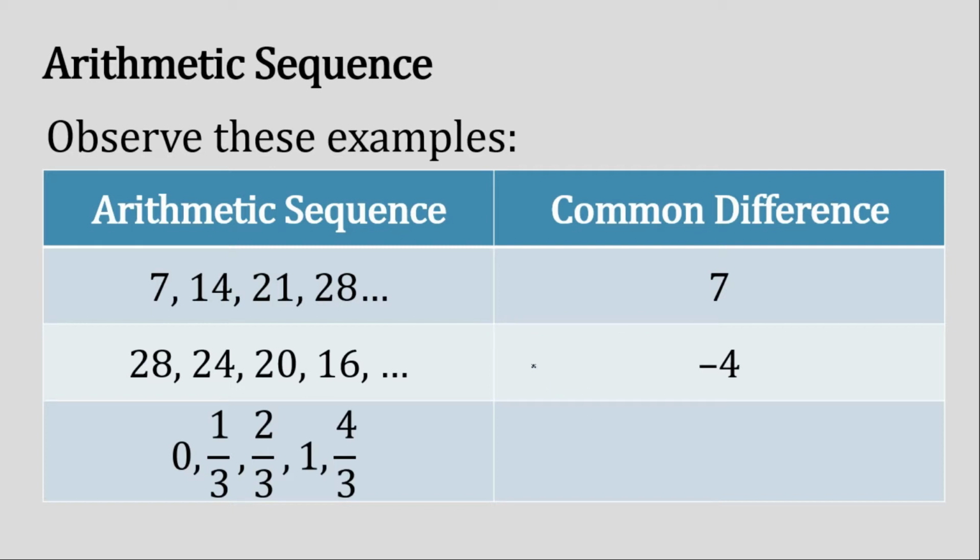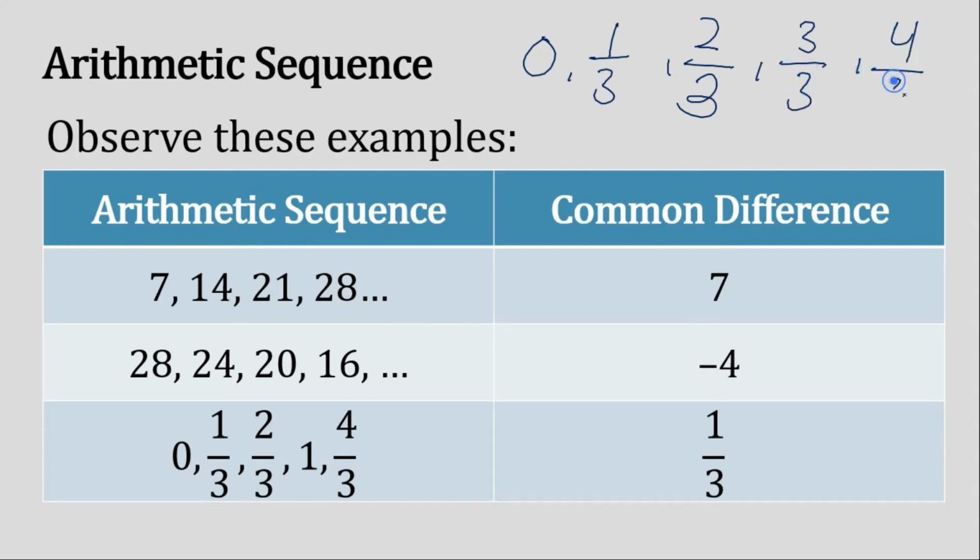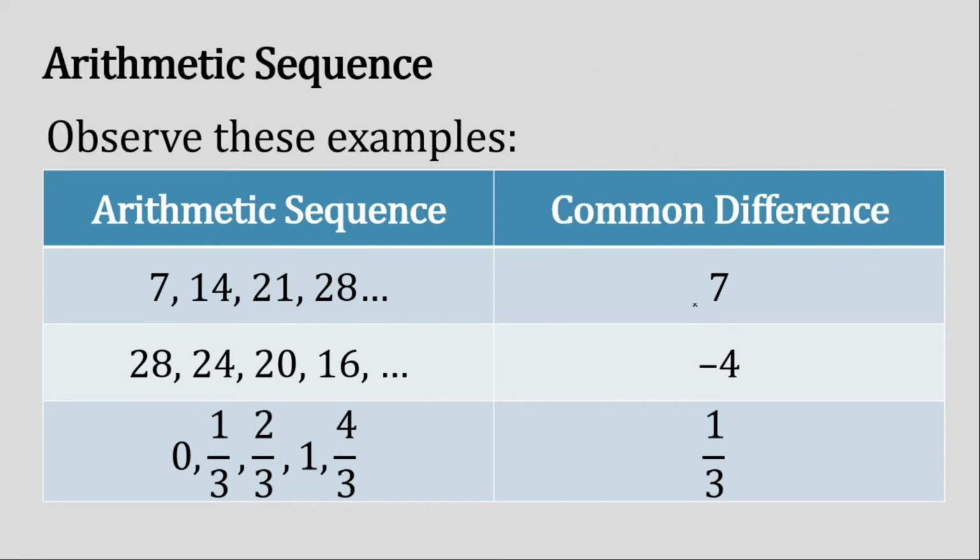On the last sequence, 0, 1 third, 2 thirds, 1, 4 over 3, this is an arithmetic sequence with a common difference of 1 third. And how is that possible? Let's try to put all of these terms first into fractions. 1 is equal to 3 over 3, and then the 4 over 3. Now let's try to subtract this. We have 1 third, 1 third, 1 third, 1 third. So therefore, the common difference is 1 third.